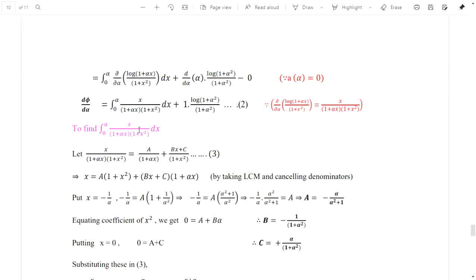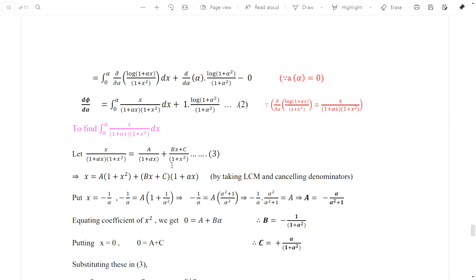The integrand is, so first I am considering the integrand, that is x divided by (1 plus alpha x) into (1 plus x squared). Since 1 plus alpha x is a linear factor, I will be taking the general form as A divided by (1 plus alpha x), plus, since 1 plus x squared is a quadratic factor, the partial fraction is (bx plus c) divided by (1 plus x squared).